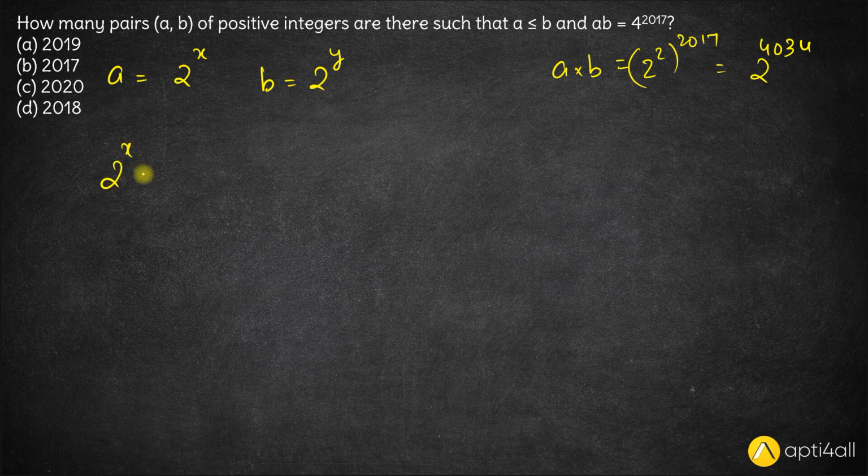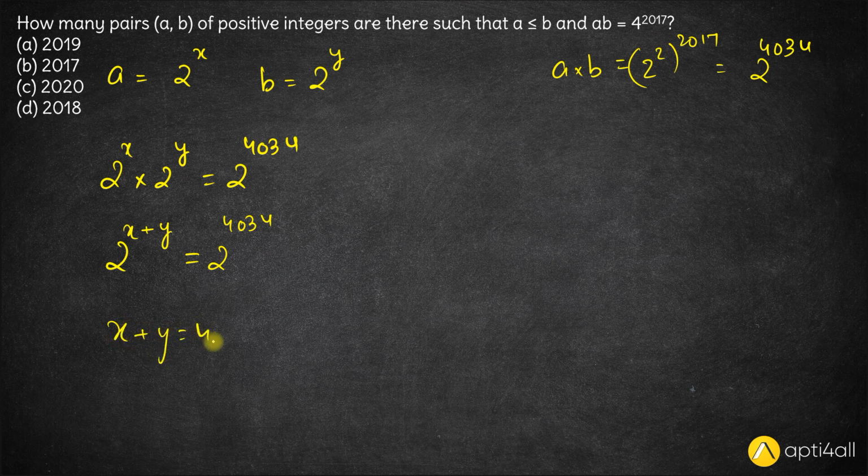So we have 2 to the power x into 2 to the power y is equal to 2 to the power 4034. Hence the powers will get added because the base is the same. So 2 to the power x plus y is equal to 2 to the power 4034. So x plus y is equal to 4034. This is the first thing.